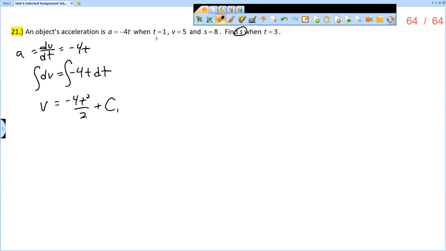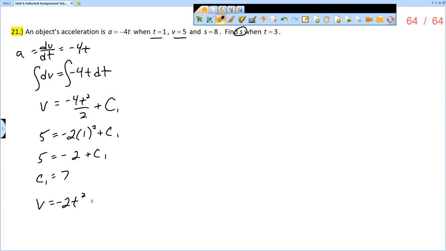All right, so now I want to use the fact that when t is 1, v is 5. So 5 is equal to, well, negative 4 over 2, that's negative 2, times t, which is 1, squared, plus c sub 1. So 5 equals negative 2 plus c sub 1, and so c sub 1 equals 7. So that means the velocity equation is negative 2t squared plus 7.